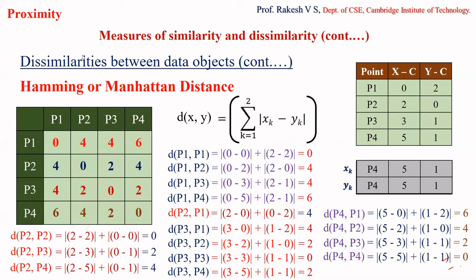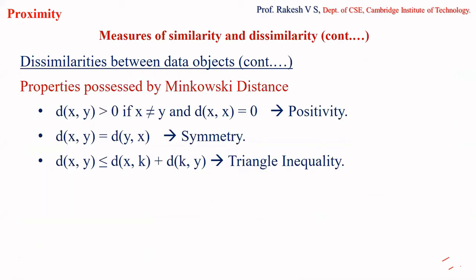Now, if you remember, I told you in the previous slide that these distances have some properties associated with them, right? Since I have calculated one of the distances, that is Hamming distance or Manhattan distance, let us first see what those properties associated with the Minkowski distance are, so that further calculations become easy. So in the next slide, we are going to see what properties each of the Minkowski distances consists of. There are three properties, as you can see here.